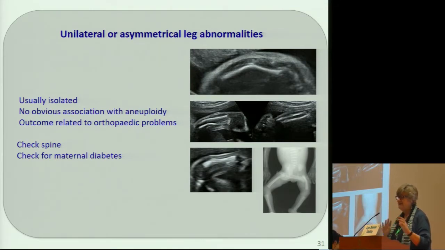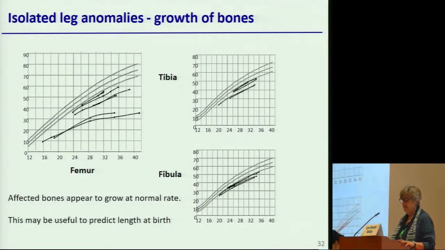Now if we think about asymmetrical or unilateral limb abnormalities, these are usually isolated. This is long bones, legs only. They are not associated with chromosome abnormalities, and the outcome is related to the orthopedic problems, the problems that you see on scan. You should check the spine carefully and make sure you're not missing a mild degree of caudal regression, and take a history for maternal diabetes.